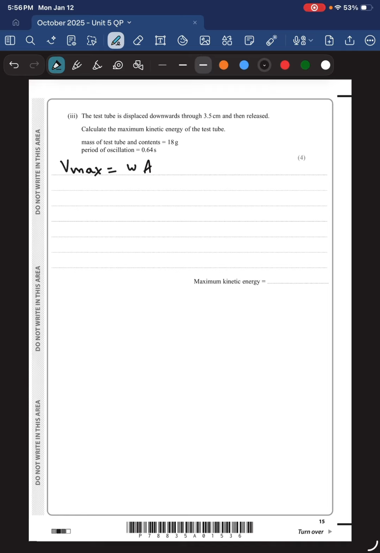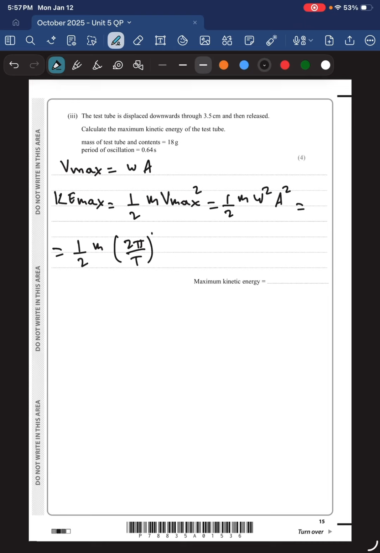So the kinetic energy max is equal to 1/2 m v max squared, or 1/2 m omega squared, and then the amplitude squared, right? So then we have to also convert omega to 2 pi over T, the period, squared, times A squared. And now it's time to plug in numbers. I converted omega because they give us the period, okay?